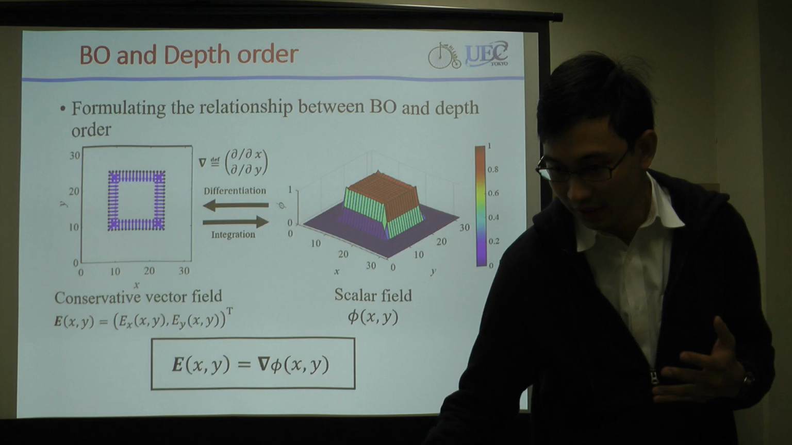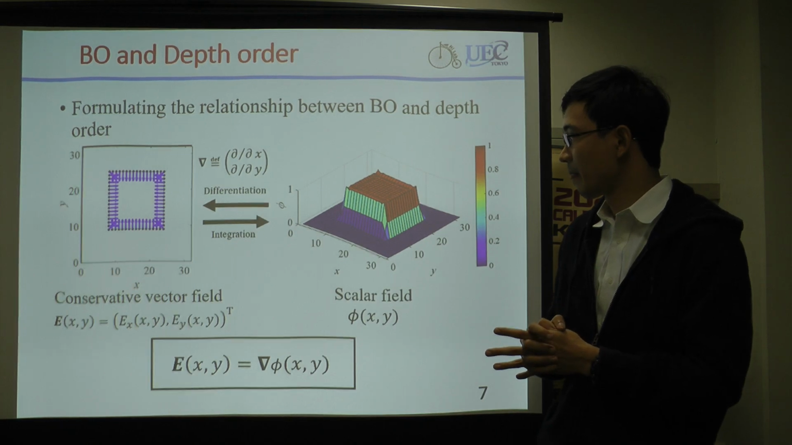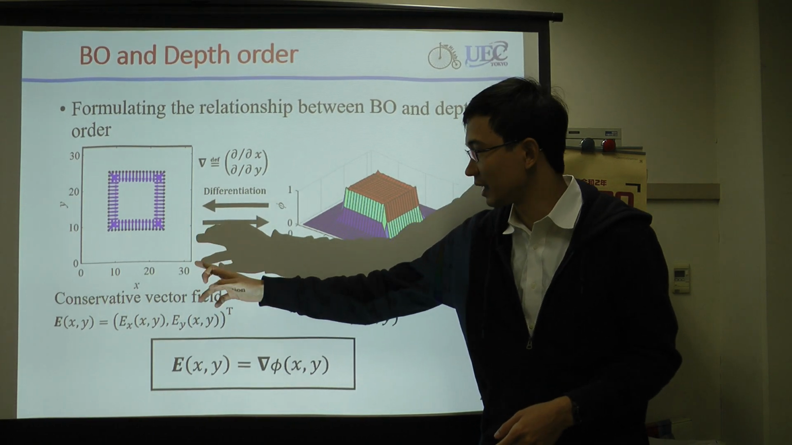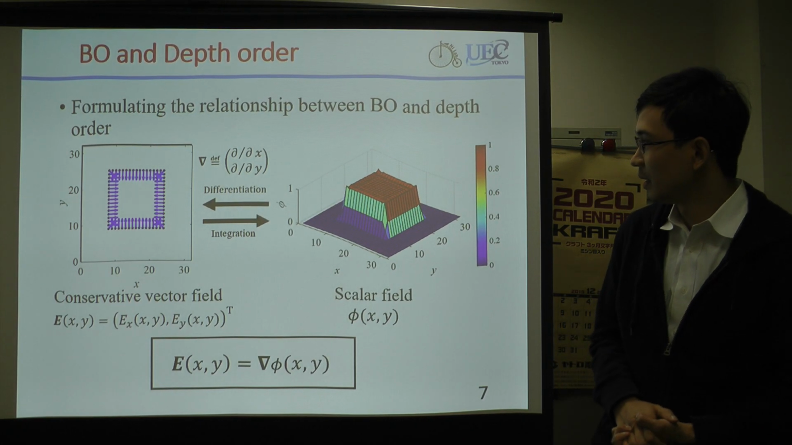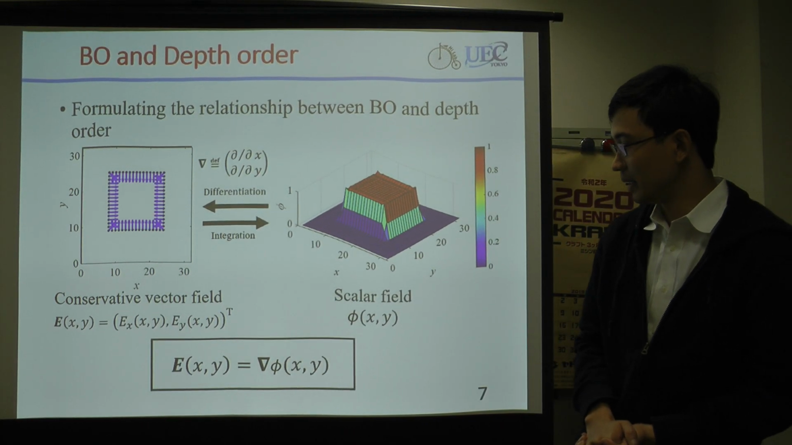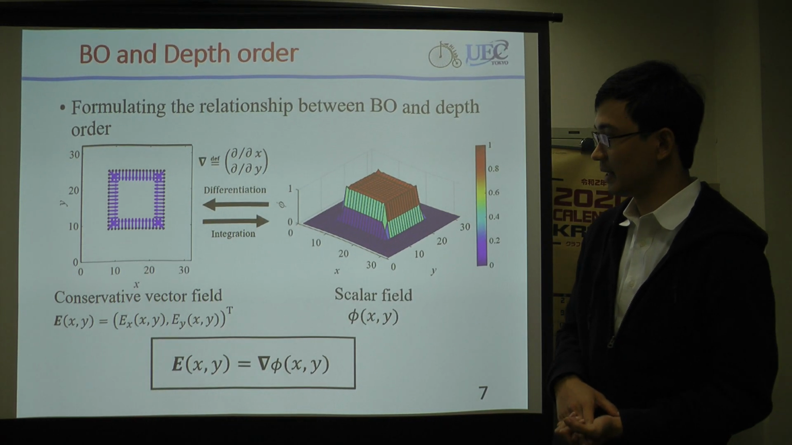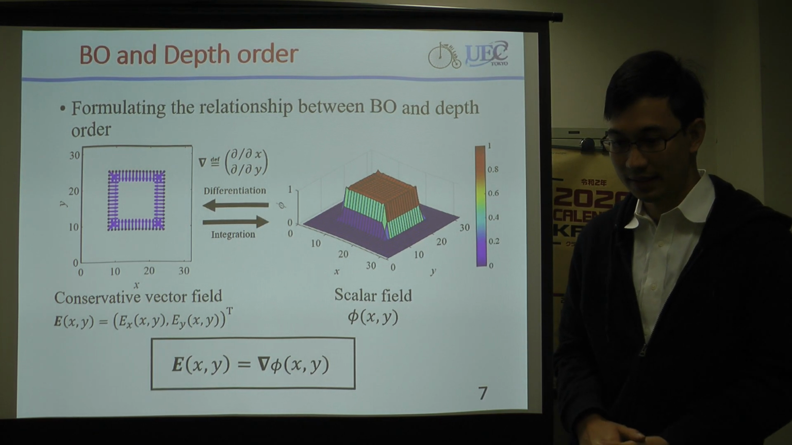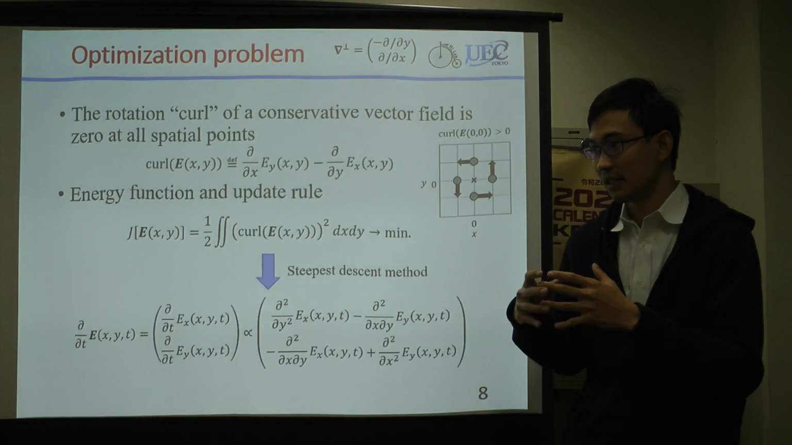For example, this looks like a differentiation-integration relationship. In other words, if you differentiate a scalar field, you will get a vector field, a conservative vector field, and if you integrate this conservative vector field, you will get a scalar field. Now this relationship can be expressed in this equation here: E equals nabla phi, and nabla represents differentiation. Alright, so we have established a possible relationship.